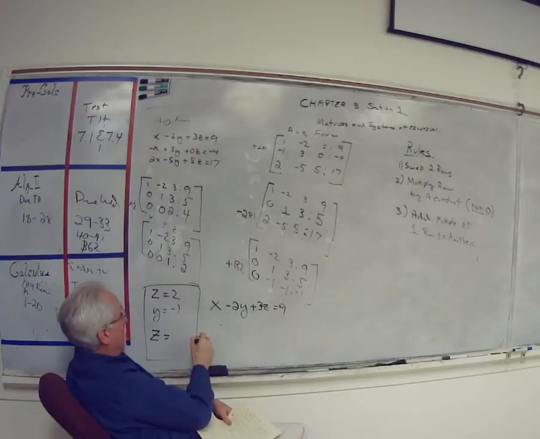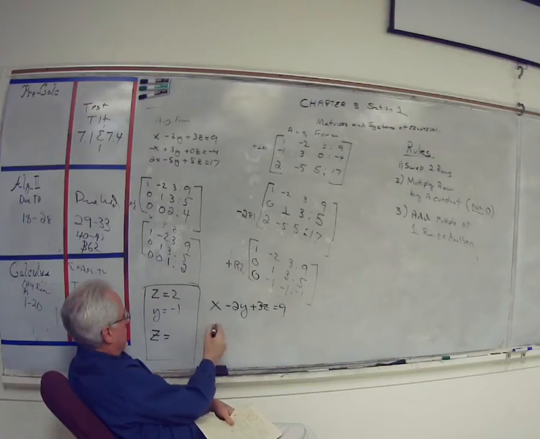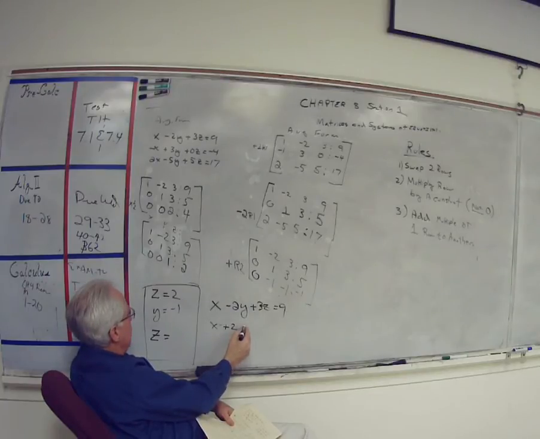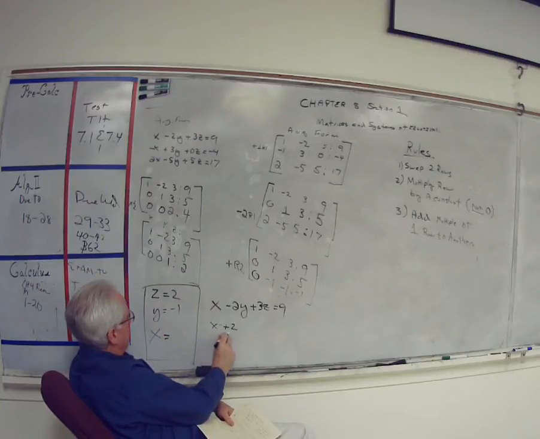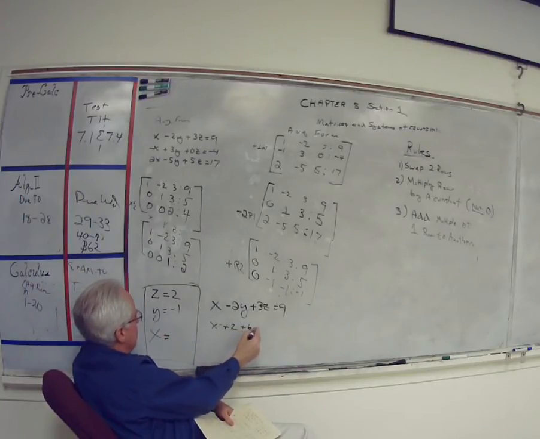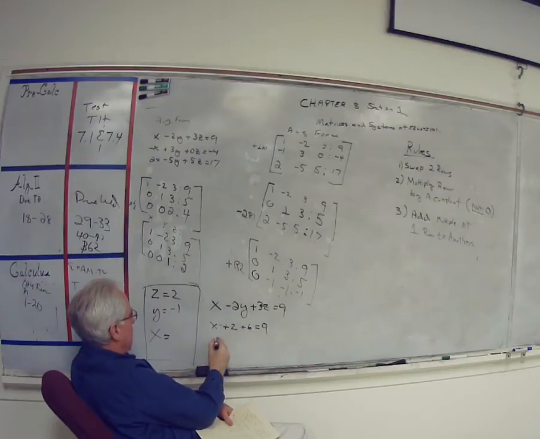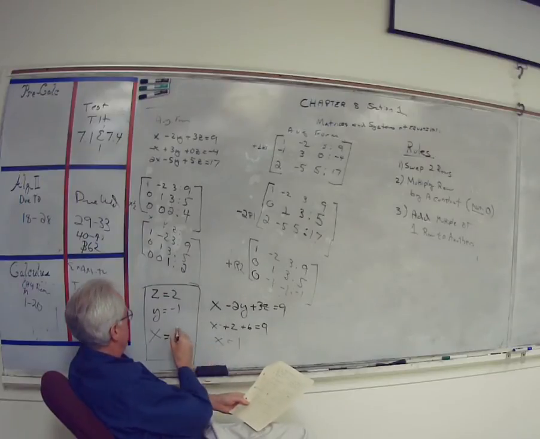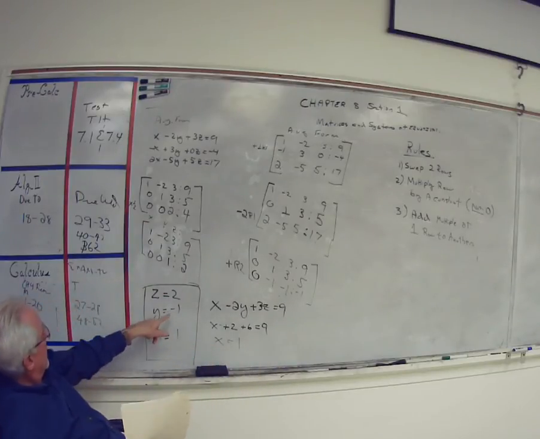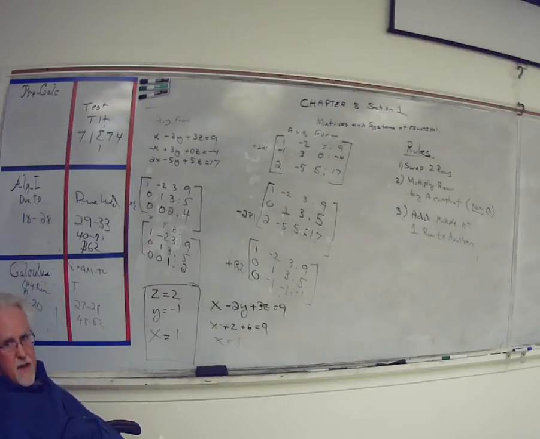Okay, what's the good news? You know y and z. So x minus 2y would become plus 2, and then plus 6. Plus 6 equals 9. So x equals 1. So 1, negative 1, 2. Do you see that? Yes. Is this sort of logical?